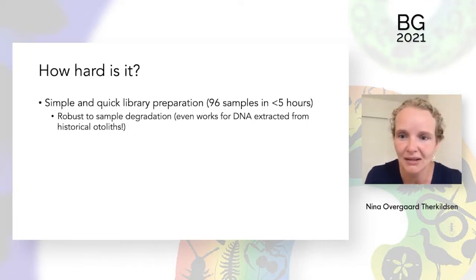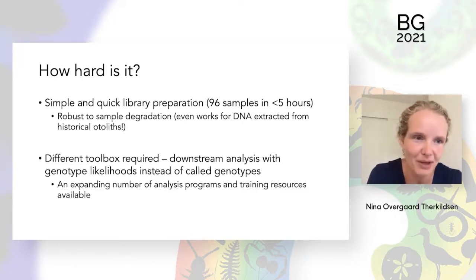There are really well-established methods to do a simple and quick library preparation. The biggest challenge is that we need to adopt a different toolbox, where we do all our downstream analysis based on genotype likelihoods instead of actually called genotypes. So we take the uncertainty into account. But there's a growing toolbox available that can handle these types of data.